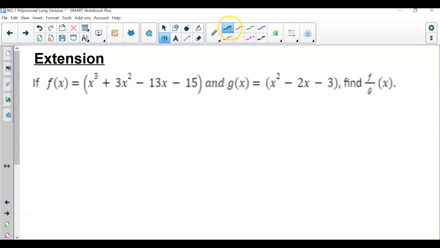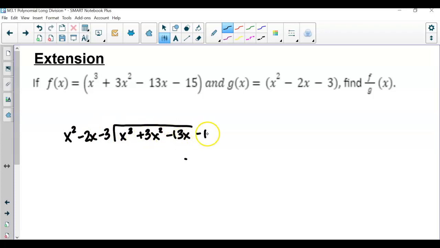And let's see how you did here. So notice how, again, function notation is showing us we're dividing f of x by g of x. So I'm going to set up my divisor here, x squared minus 2x minus 3. Then dividing into x cubed plus 3x squared minus 13x minus 15. Same thing, only divide the first term into the first term. Well, if I had 3 x's, dividing in by 2 x's, now you have 1 x. So when you multiply, you have x cubed here.